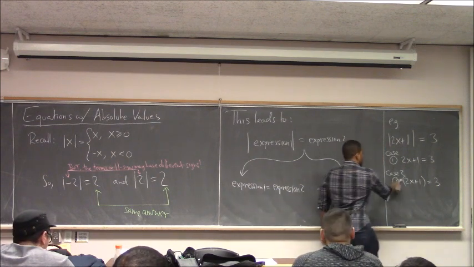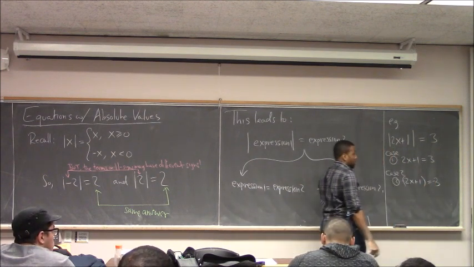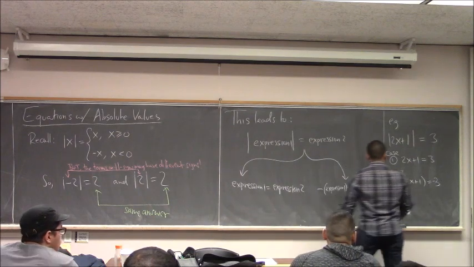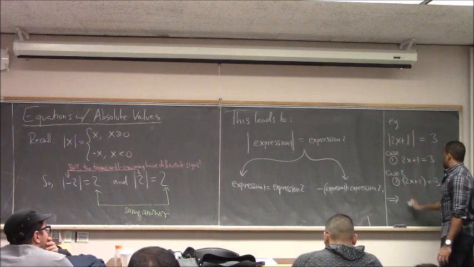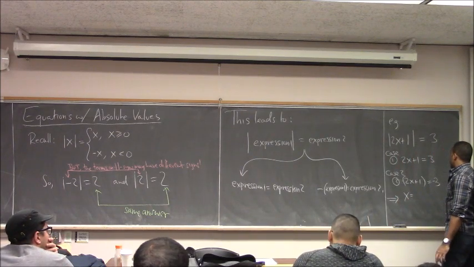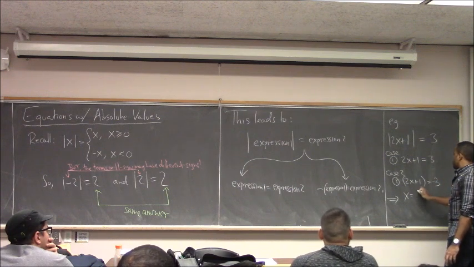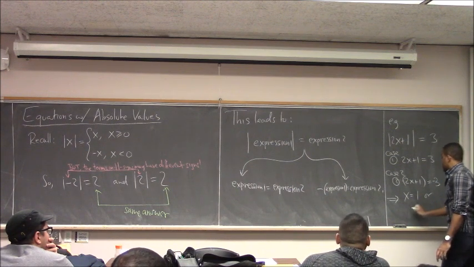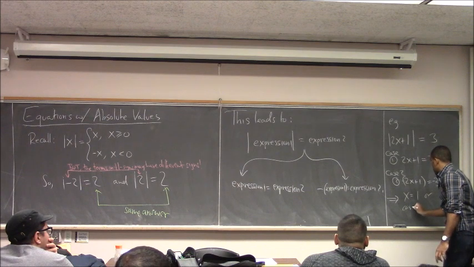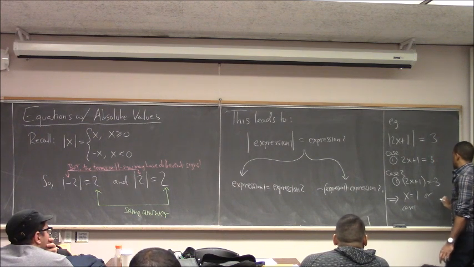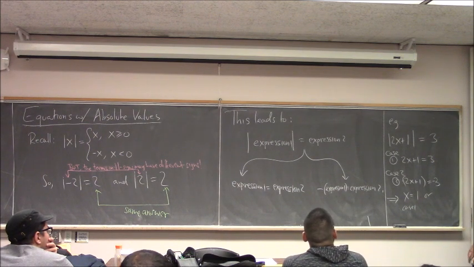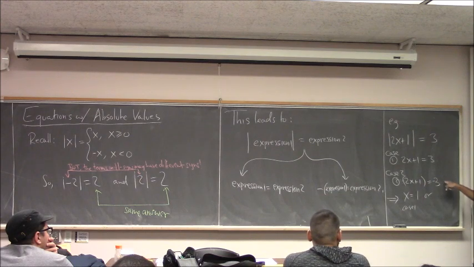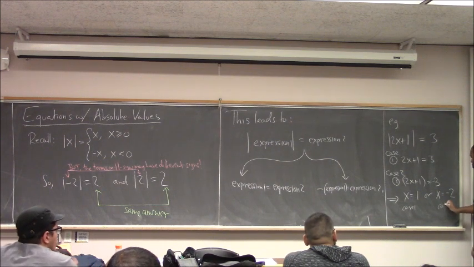Or you can think of it as 2x plus 1 can be 3 or minus 3, and both of those are solved. So this means your x is either, bring this over, 1, from case 1. Or your x would be, bring the 1 over here, we have minus 4, so x equals minus 2 from case 2.